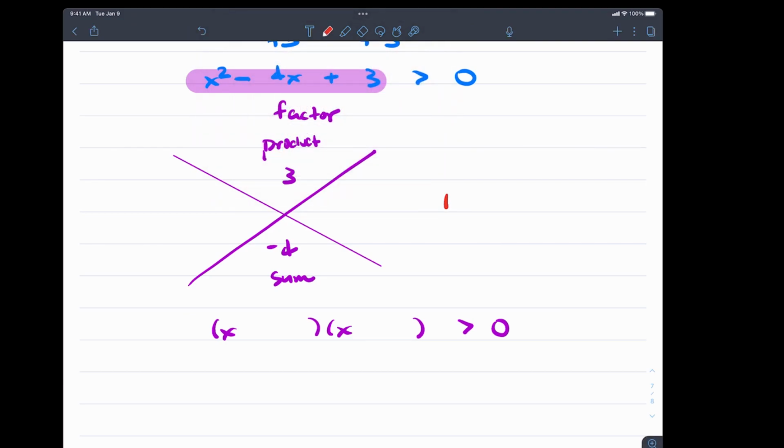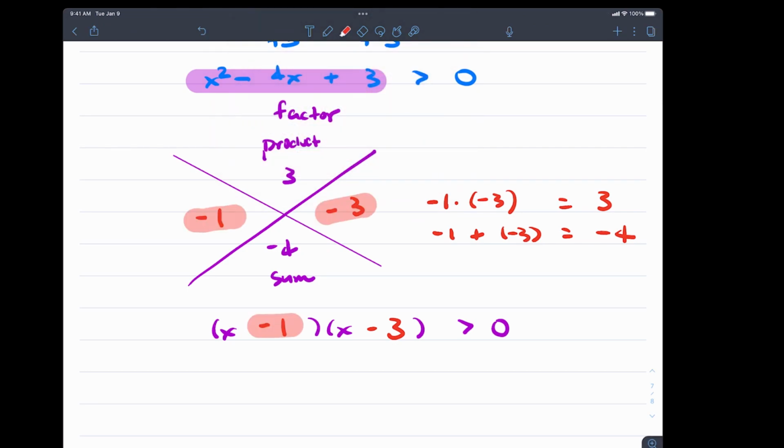What do you know? 1 and negative what? Or negative 1 and negative 3? What's a negative times a negative? It's positive. What's a negative plus a negative? That's what? So the numbers are negative 1 and negative 3. That goes over here. That goes over here. We got the crisscross method. Ladies and gentlemen, there it is right there, okay? So you have factored here the quadratic.